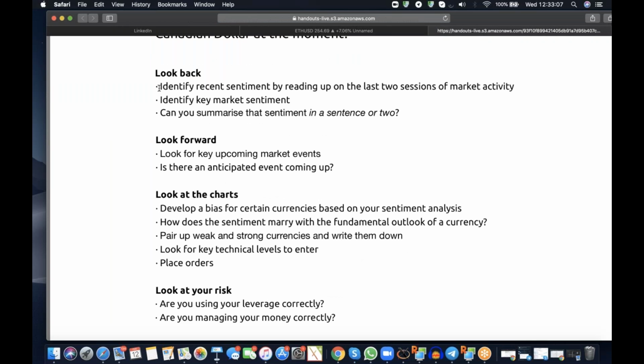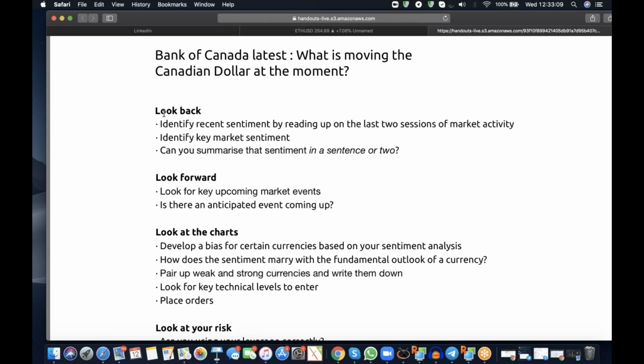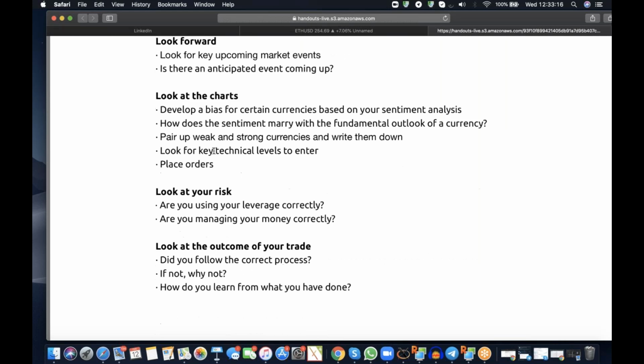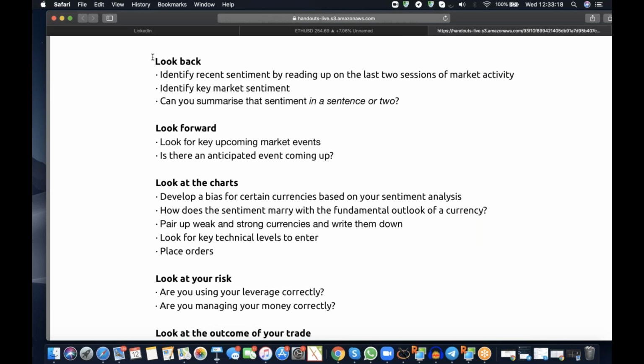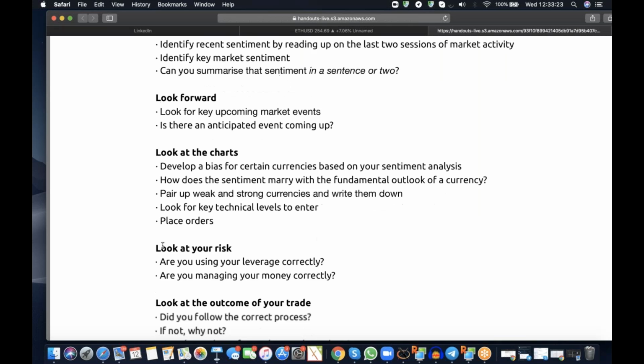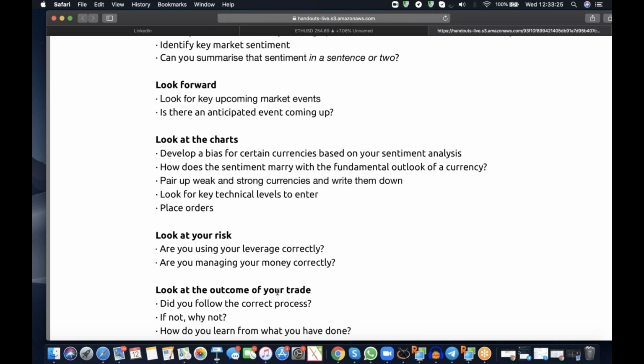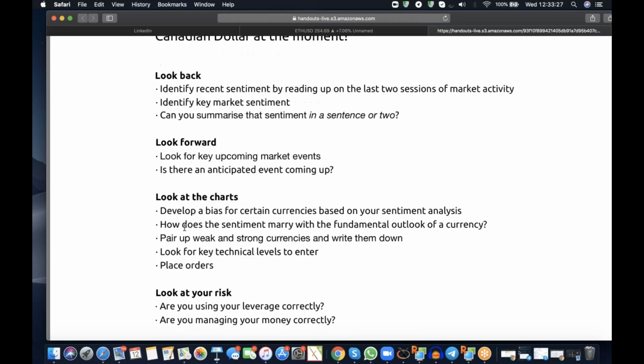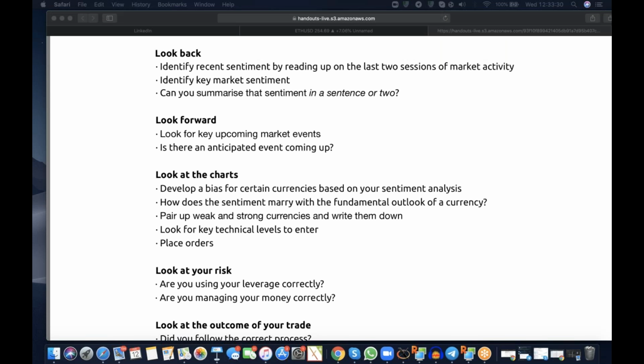This is a sheet that I've designed to straightforwardly outline what you need to be looking at each time you come to your desk. I've used 5 titles: looking back, looking forward, looking at the charts, looking at your risk, and looking at the outcome of your trade. The idea is that you can print this out and leave it by your desk, and that will help you make trading decisions as you go through.